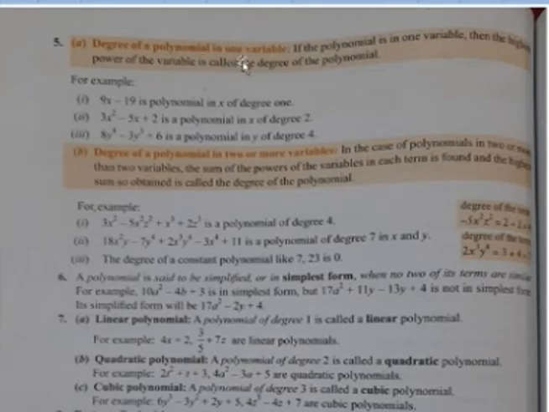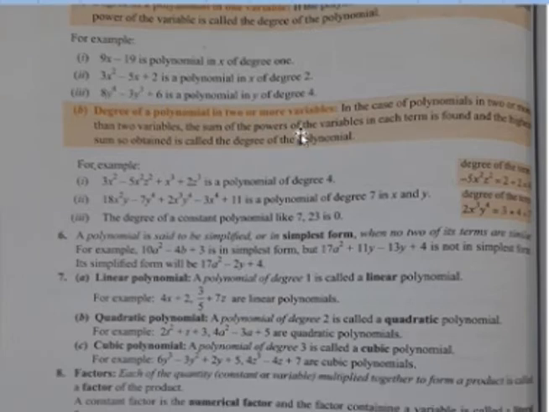Degree of a polynomial in one variable. If the polynomial is in one variable, then the highest power of the variable is called the degree of the polynomial. Just notice in these equations, in the first equation 9x minus 9, 19, only one variable x is available and its highest power is 1. And in the second, 3x square minus 5x plus 2, the only variable is x and the highest power of x is 2. So its degree is 2. And here the variable is y and its highest power is 4. So degree is 4.